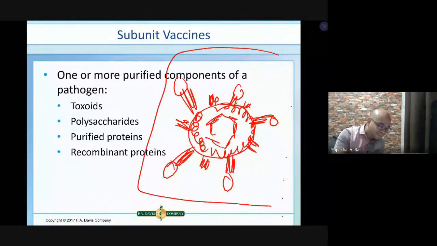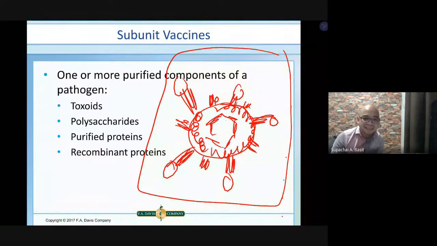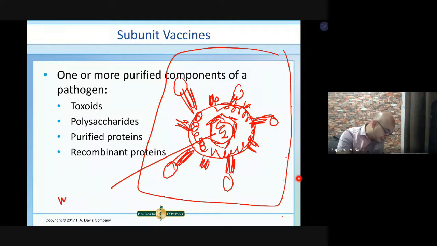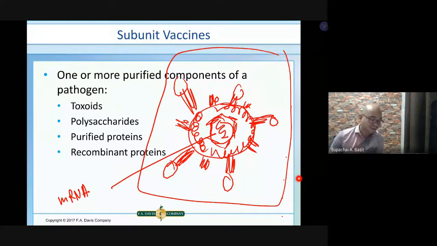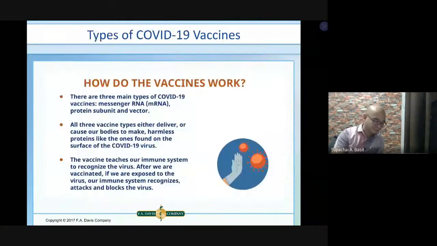If you give the entire virus in the form of a vaccine, such as Sinovac, that is an example of an inactivated vaccine. But if you only choose a certain component of the virus, say for example the mRNA, that is an example of a subunit vaccine. So you do not give the entire thing, but you just give the essential part of the virus to produce antibodies. Okay, so that's an example of a subunit vaccine.